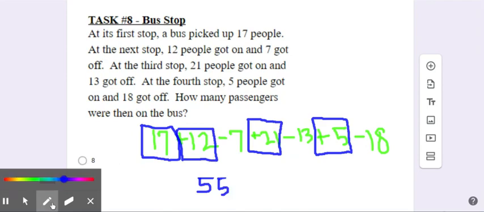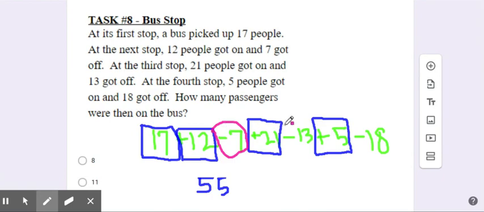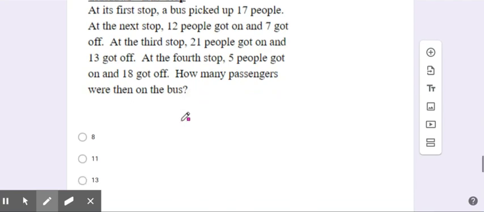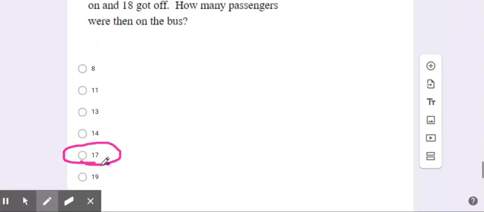Now let's add my negatives. I have negative 7 and negative 13. I'm putting negatives in circles. So what's negative 7 and negative 13? Well, same signs add, keep the sign. That's going to be negative 20. And then negative 20 minus 18, again, same signs add, keep the sign. That's negative 38. So I'm going to put minus 38. And then finally, I subtract 55 minus 38, and that would give me my answer of, it should be 17.